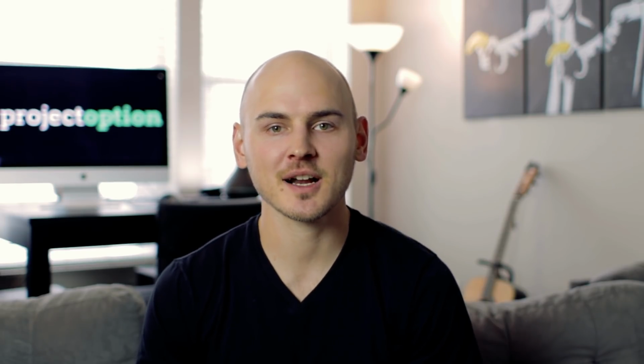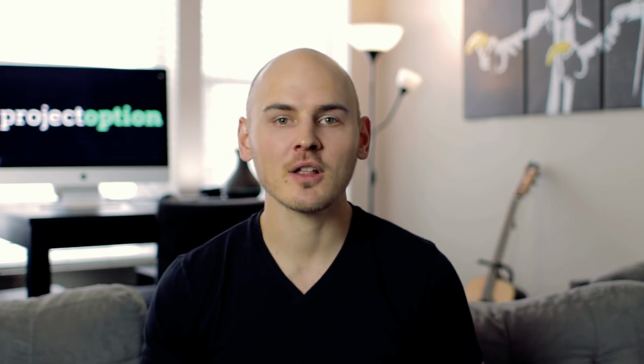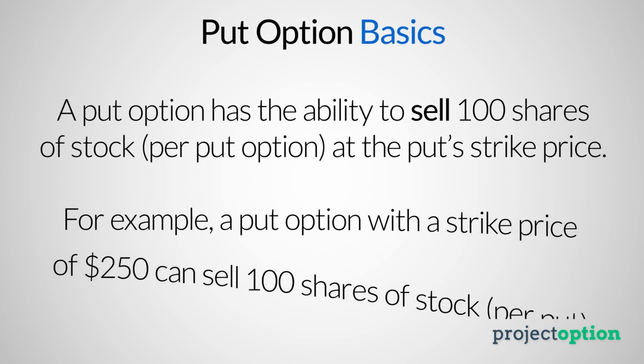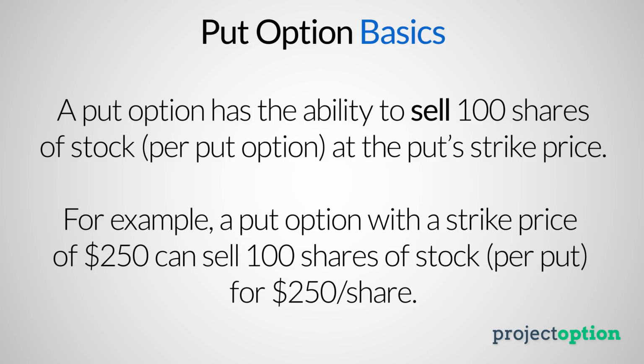So now that we've talked about the basics of buying call options, let's talk about the basics of buying put options, which are the other types of options that you can trade as an options trader. Now, while a call option has the ability to purchase shares of stock at the call's strike price, a put option has the ability to sell shares at the put's strike price.